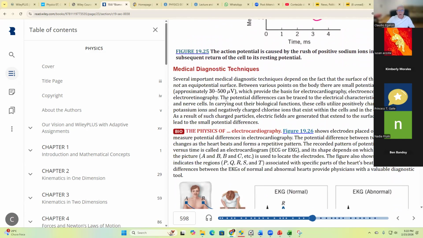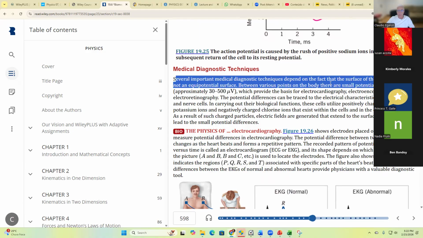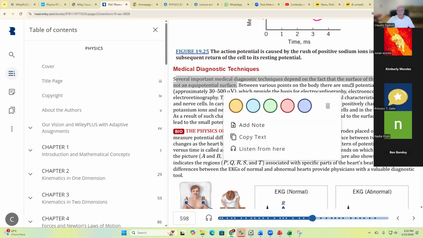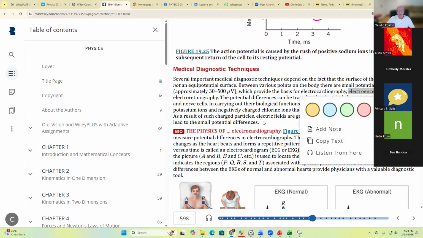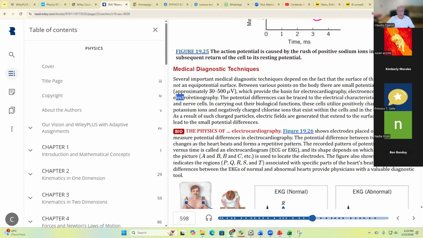Several important medical diagnostic techniques depend on the fact that the surface of the human body is not an equipotential surface. Between various points on the body, there are small potential differences, and those can be used to make measurements, for instance in electrocardiography or electroencephalography, just like I mentioned before. And there is another one here, electroretinography. Electrocardiogram is EKG, right?